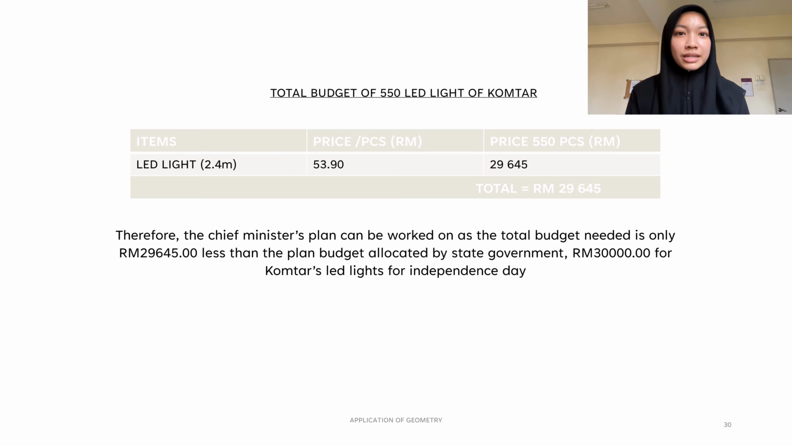So this is the total budget of 550 LED lights of COMTAR. The item is 2.4 meter LED light, and the price per piece is 53 ringgit 90. The price for 550 pieces is 29,645 ringgit. So the total budget is 29,645 ringgit Malaysia.